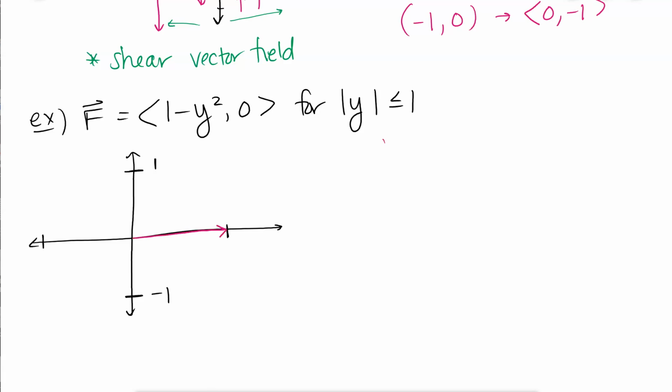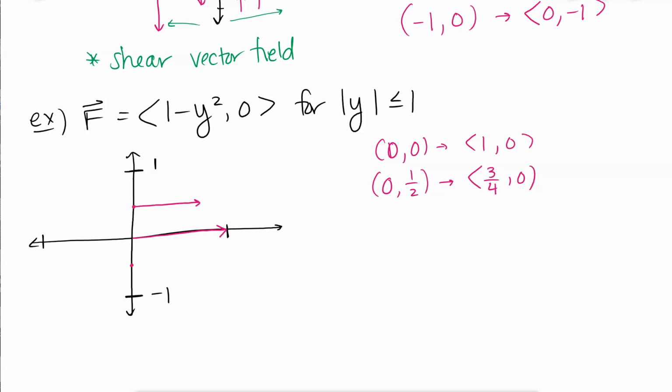Okay, so if I have (0, 0), that goes to (1, 0). What if I had (0, 1/2)? Let's just look at a couple of these. So what is this going to go to? 1 minus 1/2 squared is 3/4. So at (0, 1/2), which is this point right here, I have 3/4, so not quite all the way there.